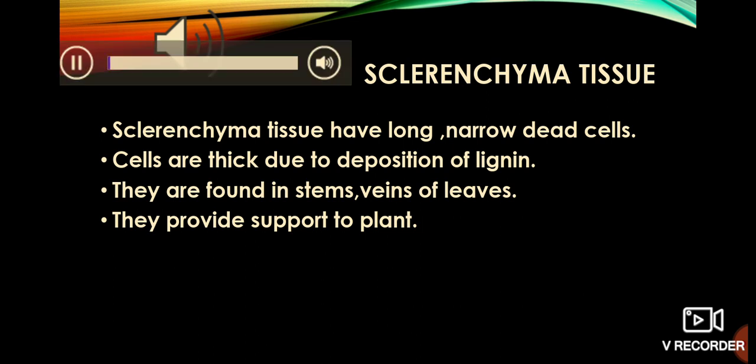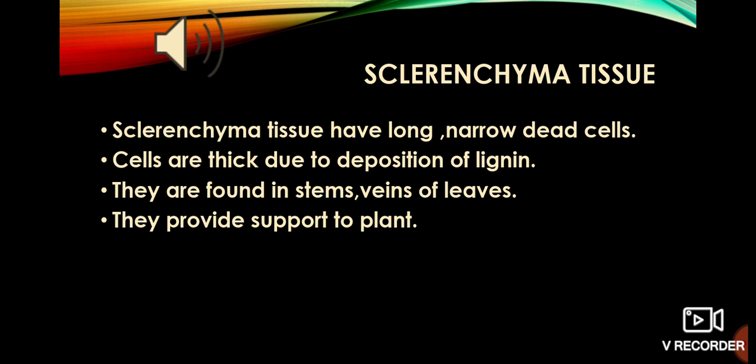The third type of supporting tissue is the sclerenchyma tissue. Sclera means hard. Now this tissue has cells which are long and narrow, and they are hard because of the presence of dead cells. That means the cells are not living, they have become dead, and because of dead cells only the tissue has a hard appearance.